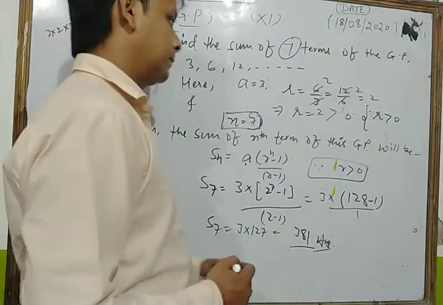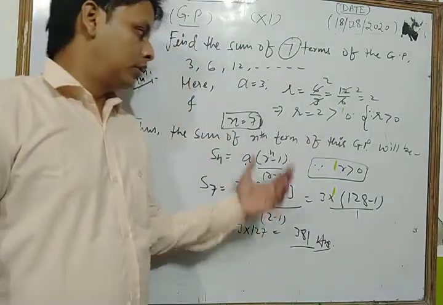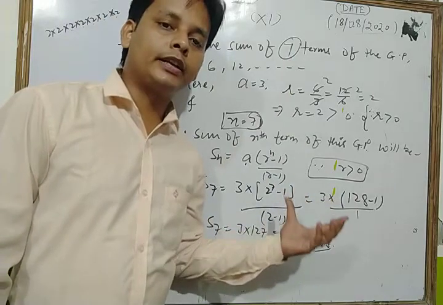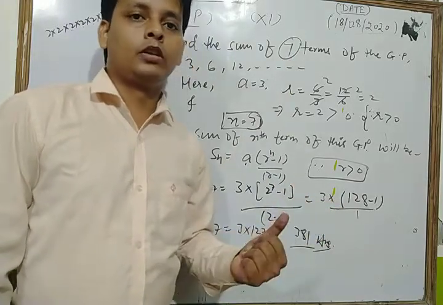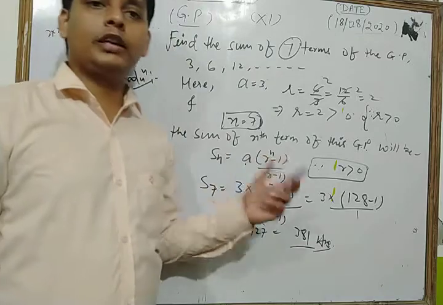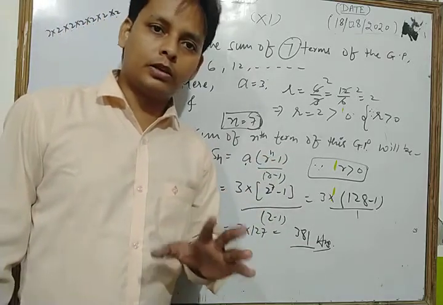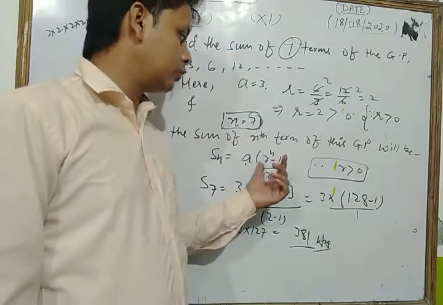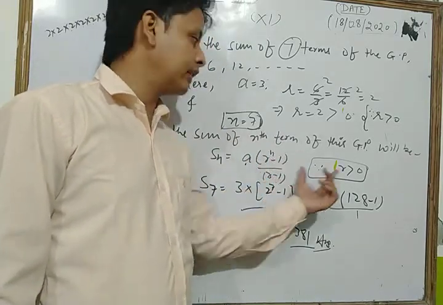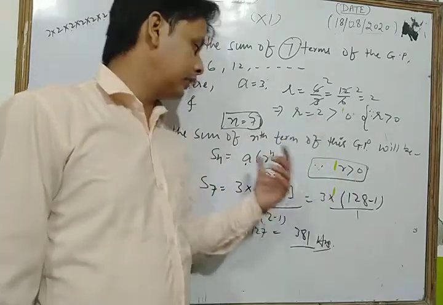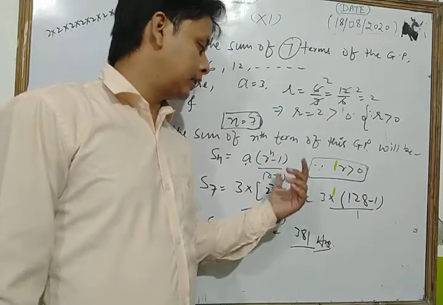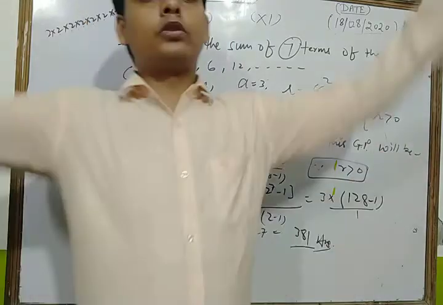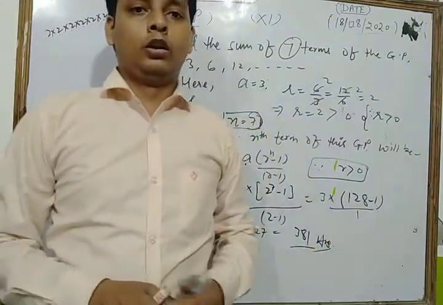So dear students, in this way we can solve questions based on the sum of n terms of a GP. There are two formulas for the sum of n terms of a GP. The first is a(r^n - 1)/(r - 1) when r is greater than 1, and the second one is a(1 - r^n)/(1 - r) when r is less than 1. So in this way, dear students, we can solve this type of question.